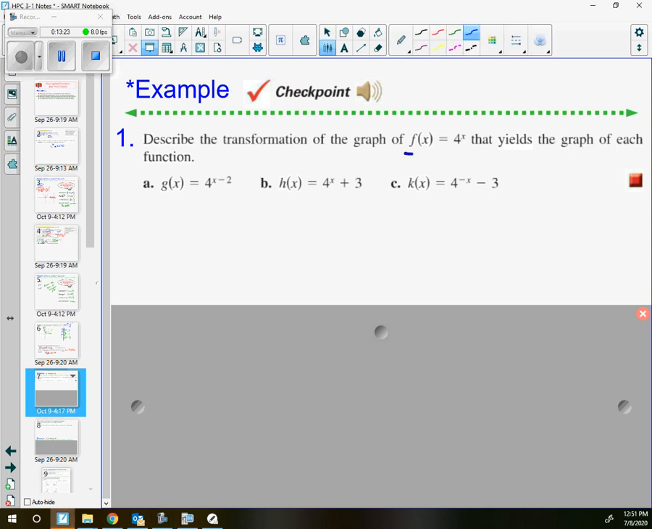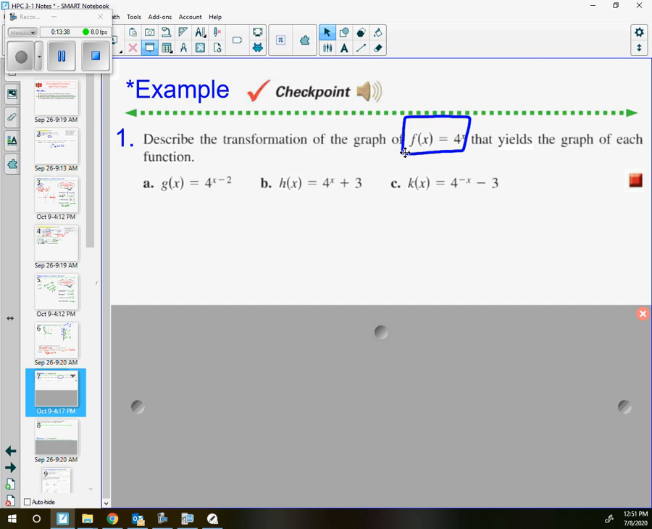I want you to think back to what your 4 to the x graph looks like. And you can have it on your calculator if you'd like, just that 4 to the x. I want you to predict by looking at each of these 3. So we're going to try this, and then we're going to take it a little bit further. What do you think the effect will be on the graph?